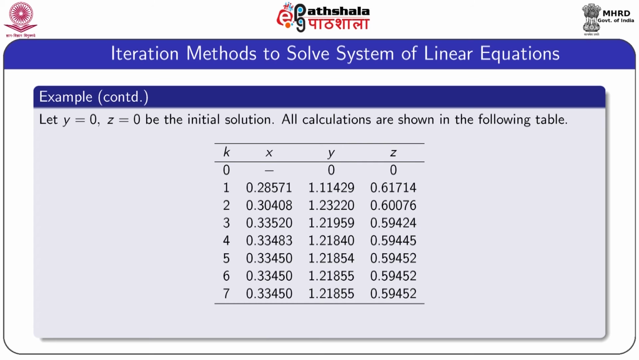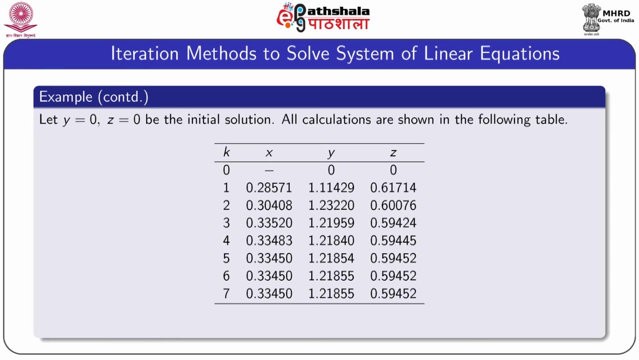Note that the first iterated value of x is 0.28571, and this value is obtained from the first equation by putting y equal to 0 and z equal to 0. The first iterated value of y, that one is 1.11429, is obtained by substituting the value of x equal to 0.28571 and z equal to 0. And similarly, the value of z is 0.61714, and this value is obtained from the third equation of the iteration scheme by putting the values of x equal to 0.28571 and y equal to 1.11429.